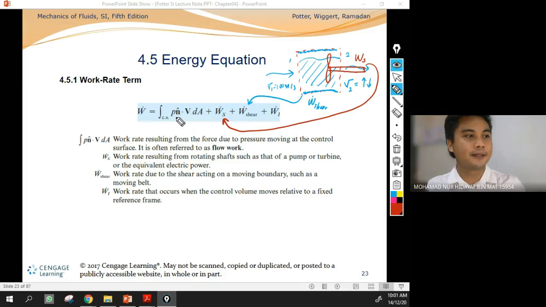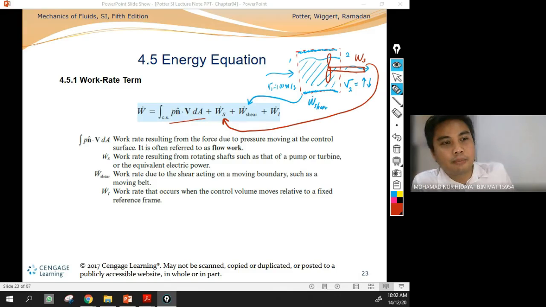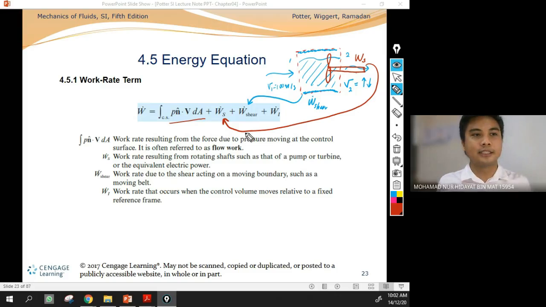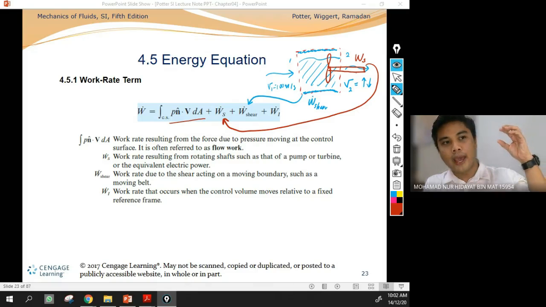And this one is the work directly related to the flow work, right? The work required to push the flow, the work rate resulting from the force due to the pressure moving at the control surface. This is considered the flow work, the work responsible to let the flow move. All right.